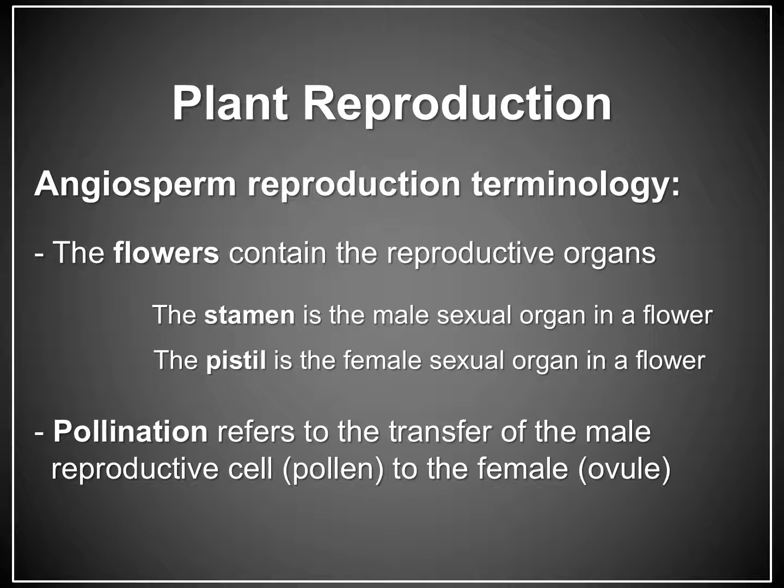So again, just to reiterate, angiosperms are trees that maintain their reproductive organs within flowers. And so within angiosperms, within flowers, the stamen is the male sexual organ. The pistil is the female sexual organ within the flower. Pollination refers to the transfer of the male reproductive cell, which is pollen, from the stamen to the female reproductive cell, which is the ovule within the pistil.